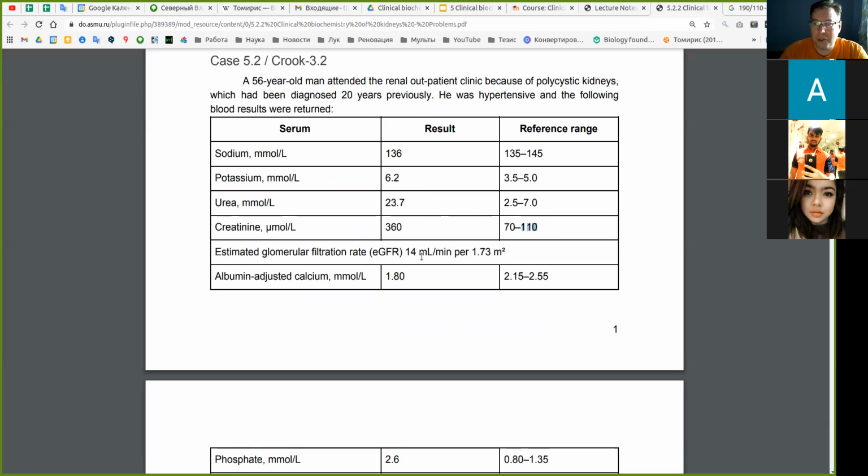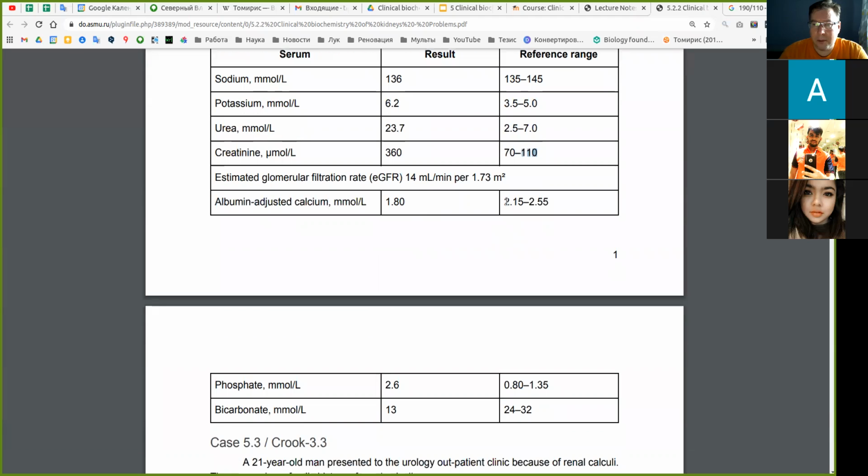Estimated glomerular filtration rate is 14 milliliters per minute. Albumin concentration is lower than the normal range. Calcium has problems. Phosphate is higher than in healthy people. And we see again the sign of acidosis, a lower concentration of bicarbonates. So what can we conclude in this patient? This patient has a chronic disease of the kidneys. So we can suppose that the kidneys of this patient were damaged.